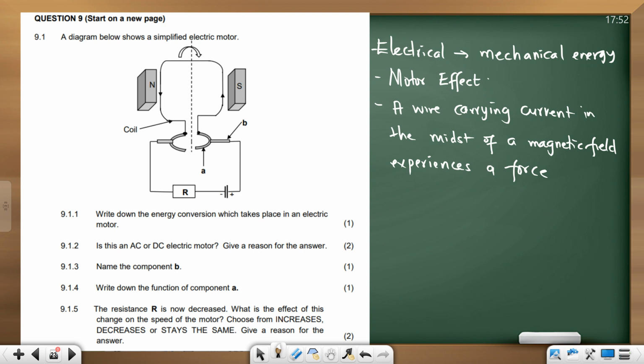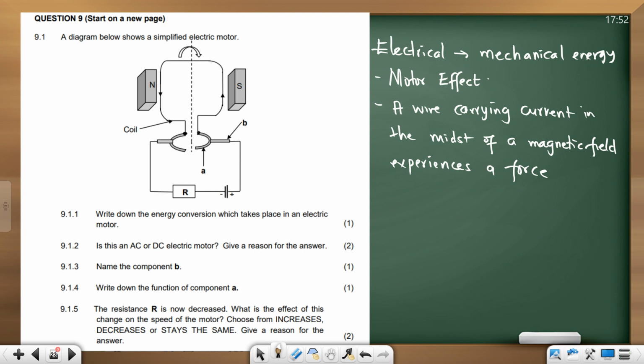So what happens, they pass current through that metal. Instantly, it becomes a magnet. So it has a magnetic field. So if you place that in another magnetic field, there's going to be an interaction. One will be forced to move. So that's how we convert electrical to mechanical. All right, so please take note of what a motor effect will do.